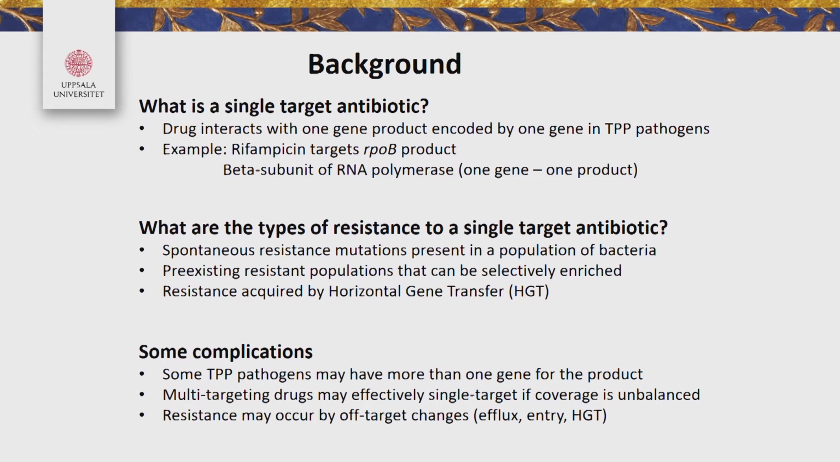Some complications. Some TPP pathogens may have more than one gene product, which is going to make things more complicated for selecting resistant mutants. And multiple targeting drugs may effectively be single target if the balance between the targets is unbalanced, and we'll get back to that later. And then, of course, resistance may be due to off-target effects, so efflux, entry, or horizontal gene transfer.